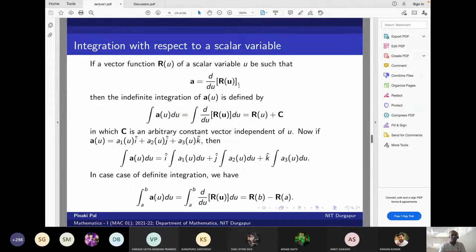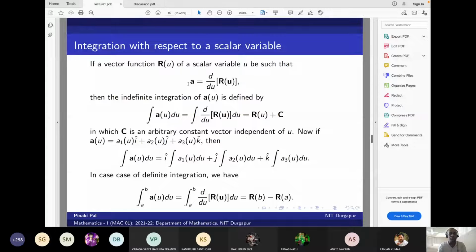Okay, so suppose we have a vector function R(u). R is bold, so therefore it is a vector function. It has three different components, and it is a function of a scalar variable u. Only one scalar variable. Note that, scalar variable u.